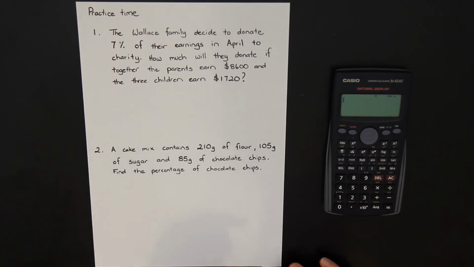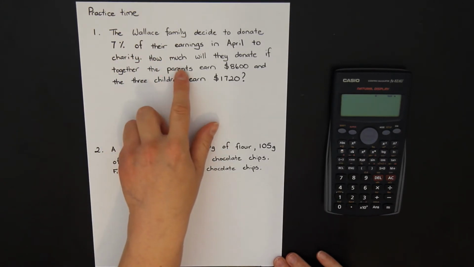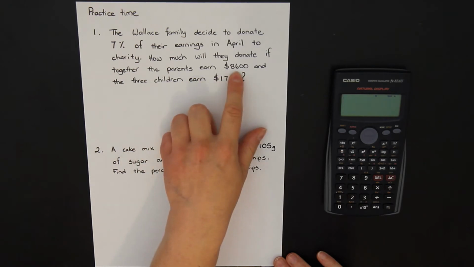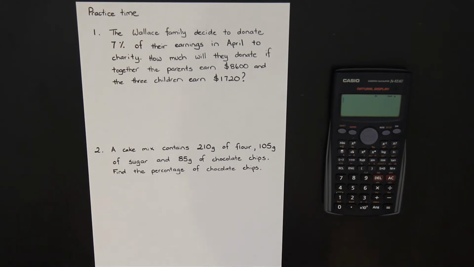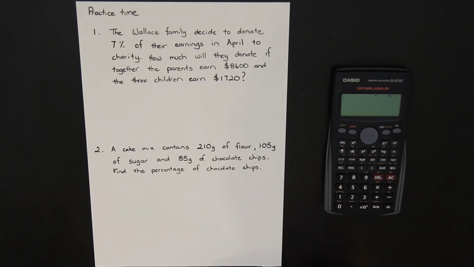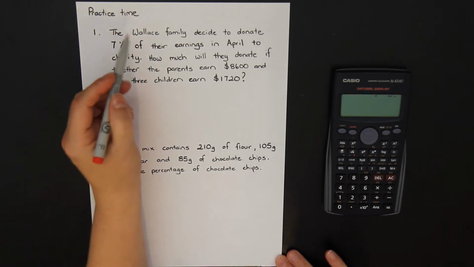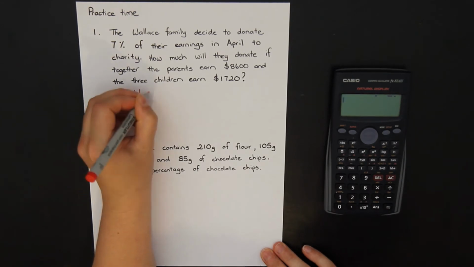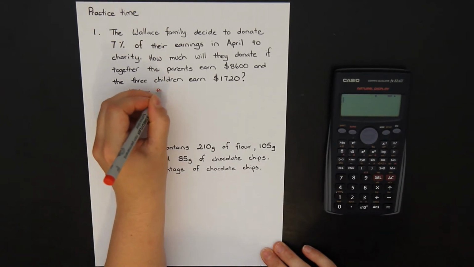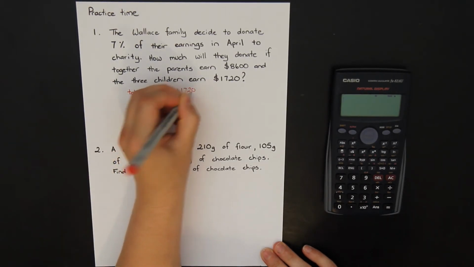Question 1. The Wallace family decide to donate 7% of their earnings in April to charity. How much will they donate if together the parents earn $8,600 and the 3 children earn $1,720? Well, they've tried to confuse you a little bit in this question by giving you 2 separate amounts. But all you need to do is add those 2 amounts together to begin with, so you know the total amount that the Wallace family has earned. So the total amount is equal to the parents earned $8,600 and the children earned $1,720.